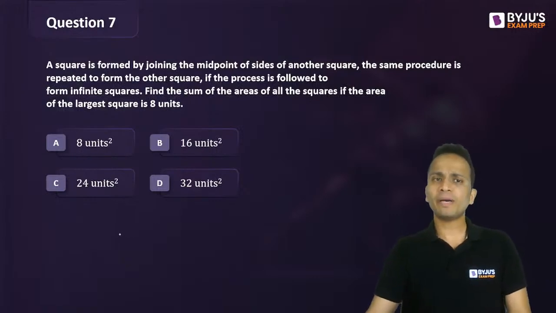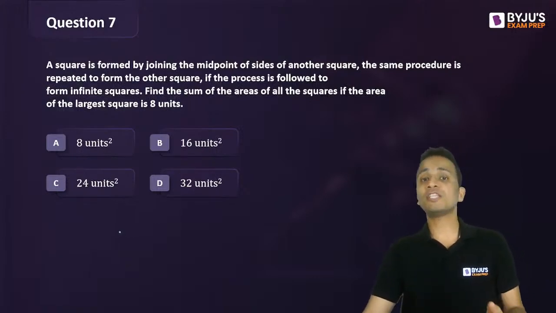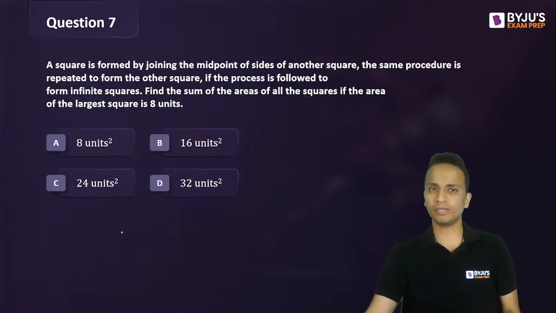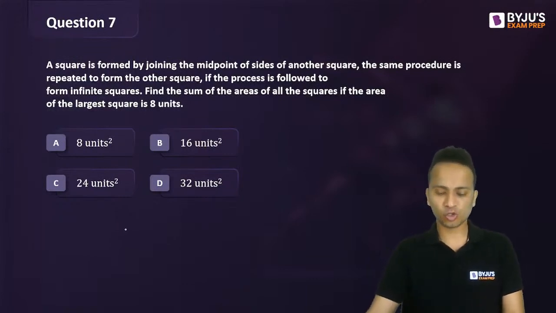A square is formed by joining the midpoints of the sides of another square. The same procedure is repeated to form another square. If the process is followed to form infinite squares, then we'll have to find out the sum of the areas of all the squares if the area of the largest square is 8 units.